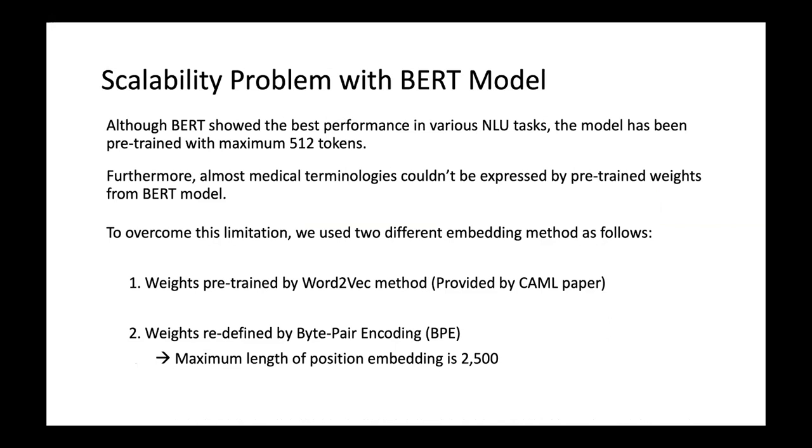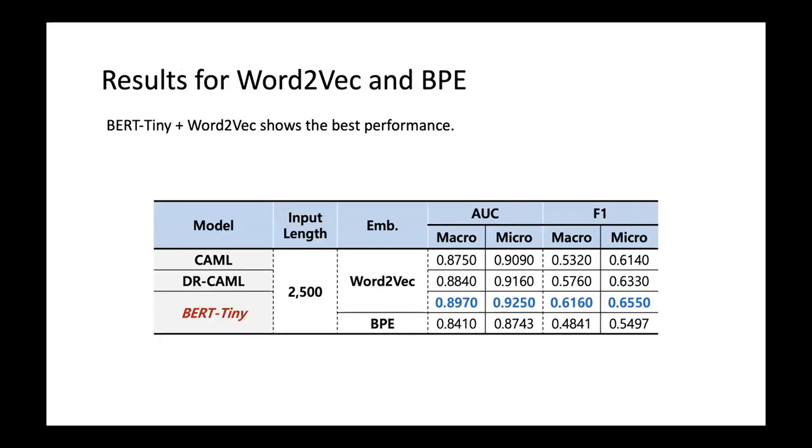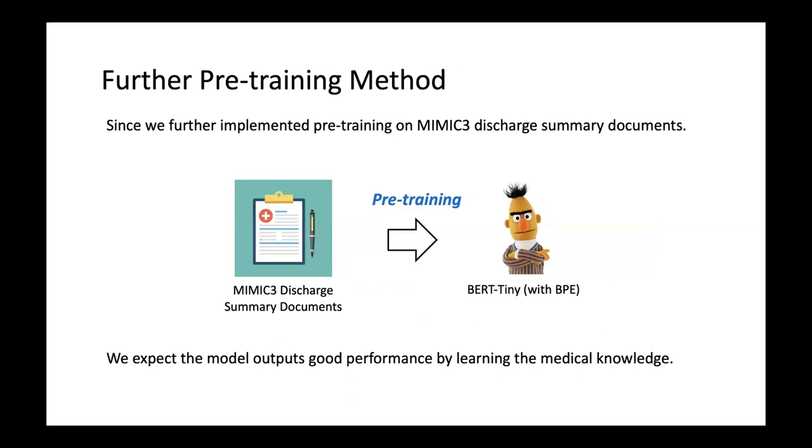Although BERT showed the best performance in various analytic tests, the model has been pre-trained with a maximum of 512 tokens. Moreover, most of our medical terminologies couldn't be expressed by the pre-trained weights from a BERT model. To get over this limitation, we used two different embedding methods as follows. The first one is weights pre-trained by the word2vec method. The second one is weights redefined by byte pair encoding. So here, BERT tiny and word2vec show the best performance. I'm sorry, could you go back to the previous slide?